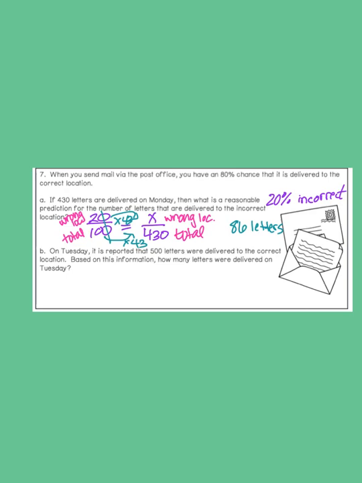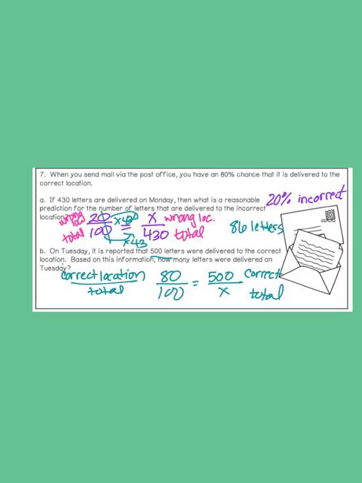On Tuesday, it's reported that 500 letters were delivered to the correct location. Based on this information, how many letters were delivered on Tuesday? So I know that 500 were delivered to the correct location. What percent is delivered to the correct location? Well, we read right here that there's 80%. So that means 500 letters has to be 80%. So correct location, 80%, so that's like 80 out of 100. And then I want to know how many total if 500 were delivered to the correct location. So I'm looking for that right there.